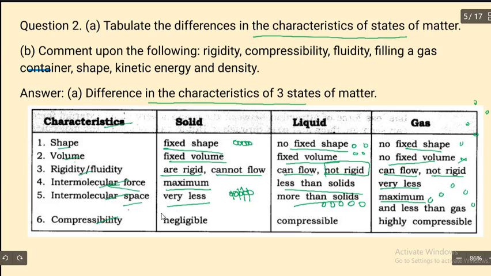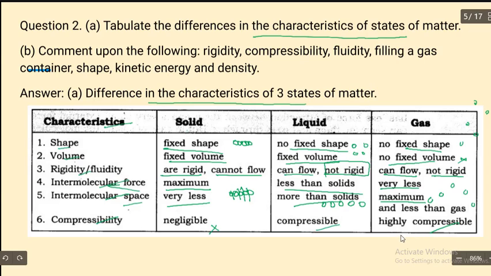Got it? So compressibility means tightness, we can say. Compressibility is nothing but putting some force on it and you are going to see the tightness. So if you press any pencil or pen in your hand, are they going to compress? No, it is negligible. You cannot compress a solid. Liquid, yes, compressible, and gas is highly compressible.